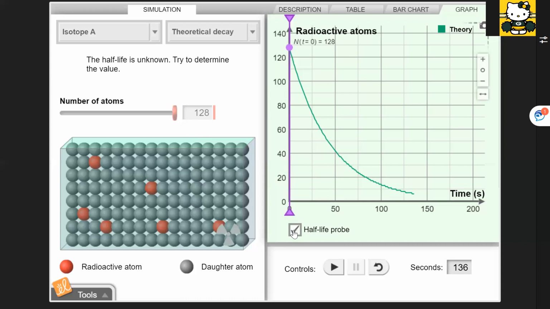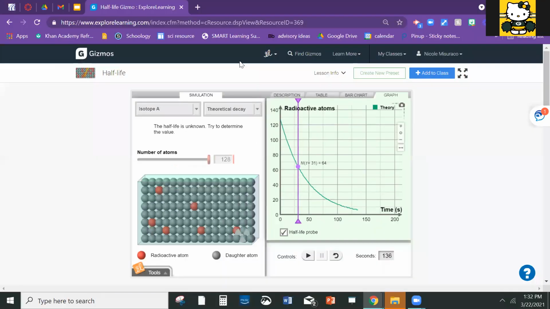So you turned on this half-life probe. Here it tells us what the time is, and we're looking for that number of 64 atoms. So you pull and drag this little time probe along until you get 64, and you found out the time was how many seconds there? 31. So that is our half-life.